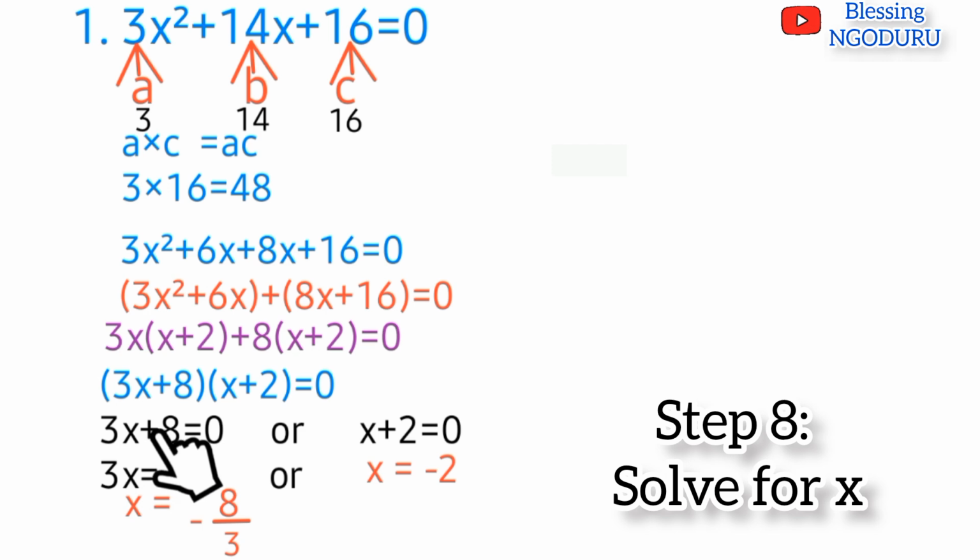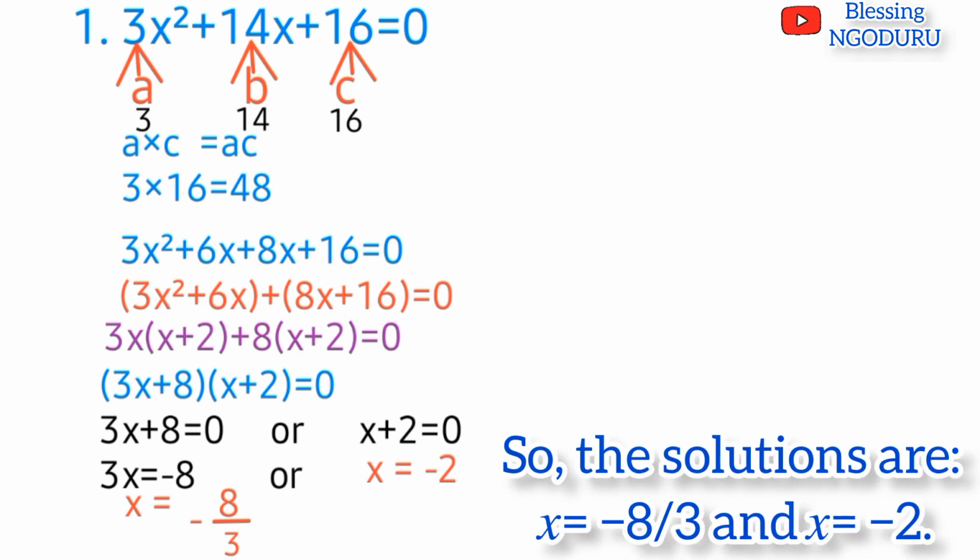So we have 3x. When plus 8 crosses the equal sign, it becomes minus 8. So x equals minus 8 over 3. On the other hand, solving for x in this group, x will be equal to, when plus 2 crosses the equal sign, it becomes minus 2. So the solutions are x equals minus 8 over 3 or x equals minus 2.